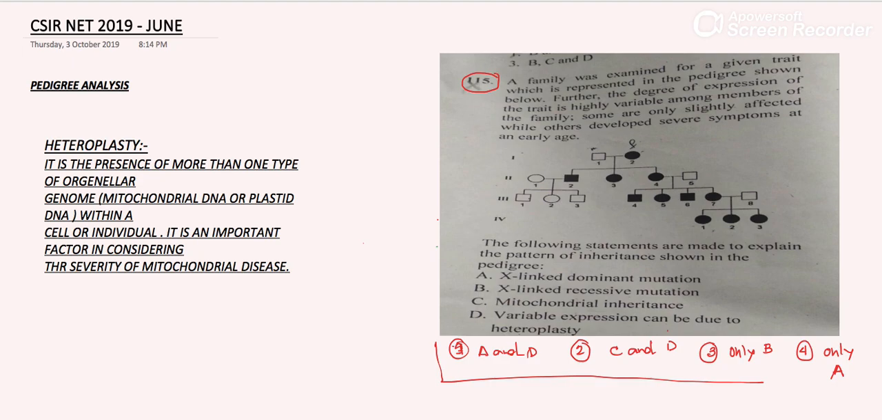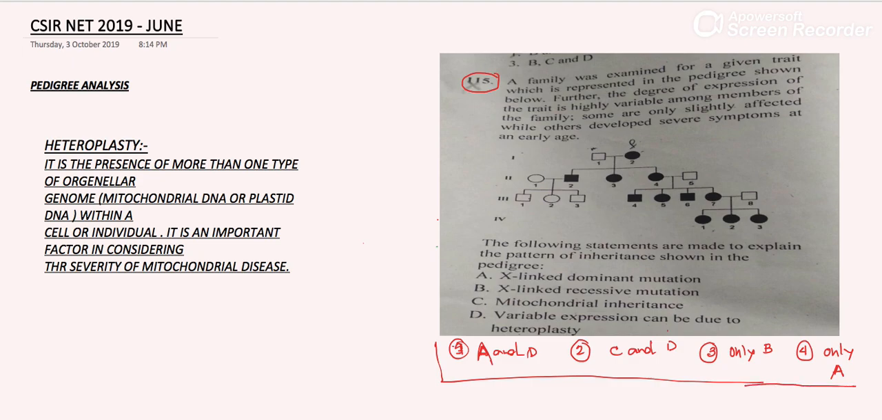And they have given the following options: A, X-linked dominant mutation; B, X-linked recessive mutation; C, mitochondrial inheritance; or D, variable expression can be due to heteroplasmy. And the four answer choices are: 1, A and D; 2, C and D; 3, only B; and 4, only A.